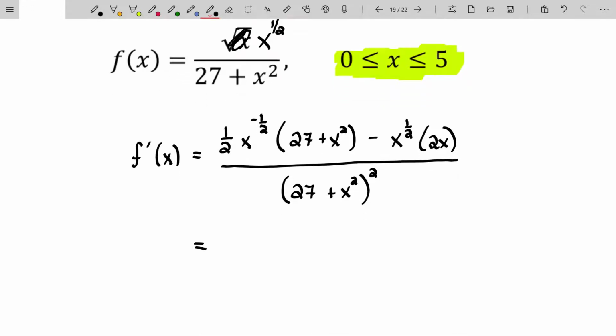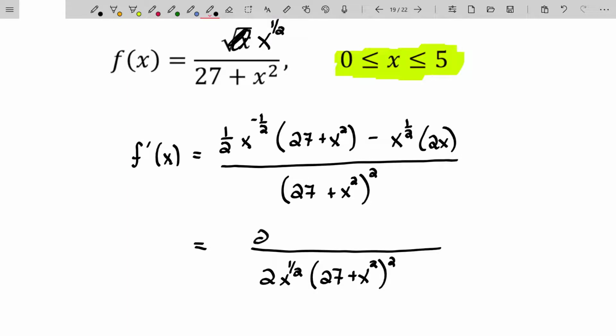Before I even begin, actually 2x to the 1/2 power. If I do that, your denominator will be 2x to the 1/2 times 27 plus x squared, being squared. The numerator will be 27 plus x squared minus 4. Let's see, that would be an x. The 4 came from 2 times 2, by the way. And we'll have x times x, or x squared.